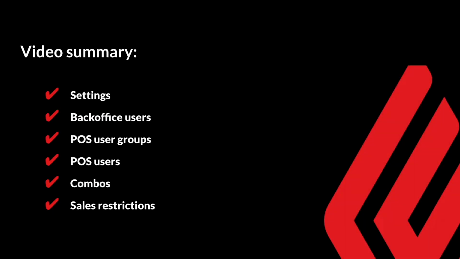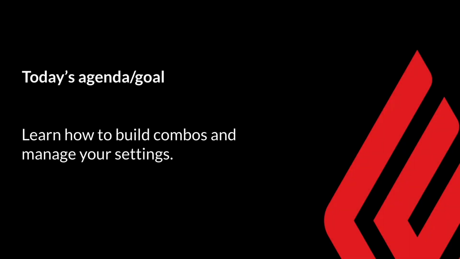Here are the different chapters that we will deal with today. Settings, where we're going to see our business settings, discounts, account profiles, payment method, floor plan. Then we'll deal with our back office users, POS user groups and users, combos, and sales restriction. You can navigate through the chapters using the description in the video or by scrolling down the progress bar below the video. The aim of this webinar is to learn how to build combos and customize your POS account.